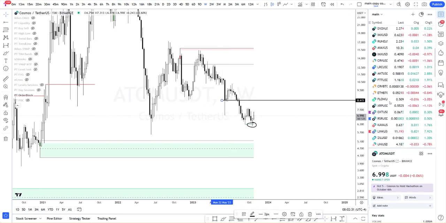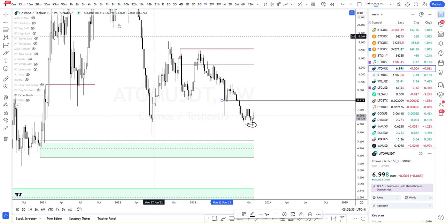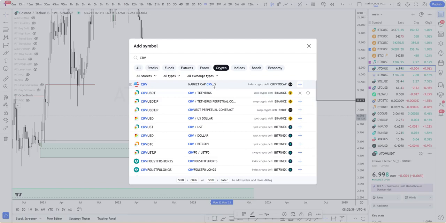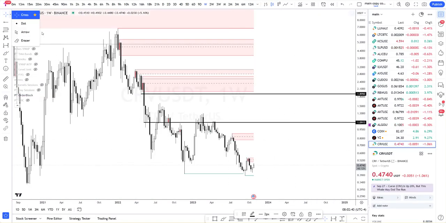CRV, I already posted when I got into this. Where's CRV? I don't know what CRV is, but it should be somewhere here. Okay, it's not somewhere here. Let's put CRV. CRV, same thing.